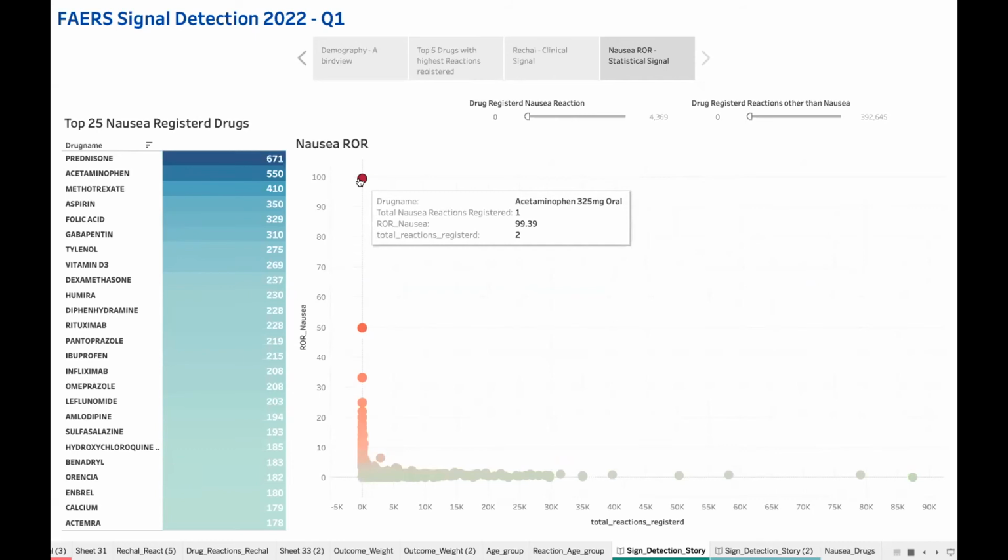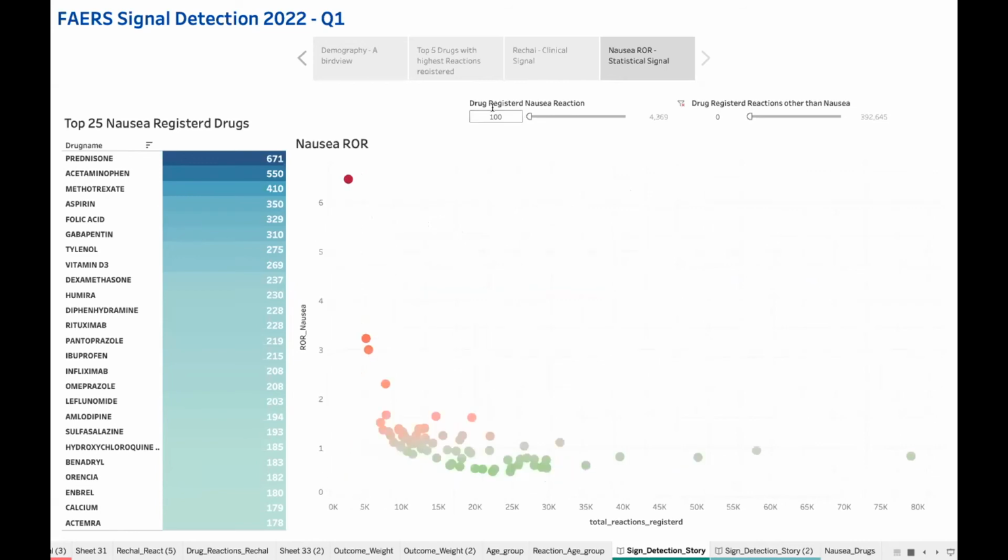This won't happen actually. The reason you're seeing this number is that only 2 reactions were registered, and once it was registered as nausea. Actually, what we need to do here is like finding food in the mud. That's the purpose of statistical signals. Here we'll set a threshold that at least 100 nausea reactions should be registered.